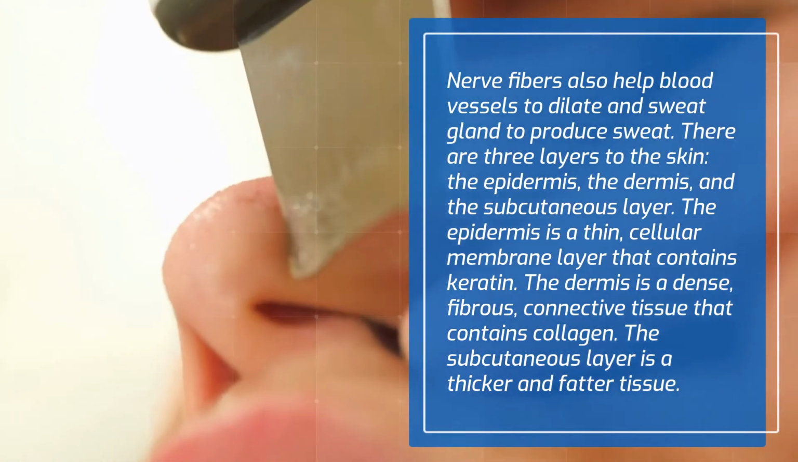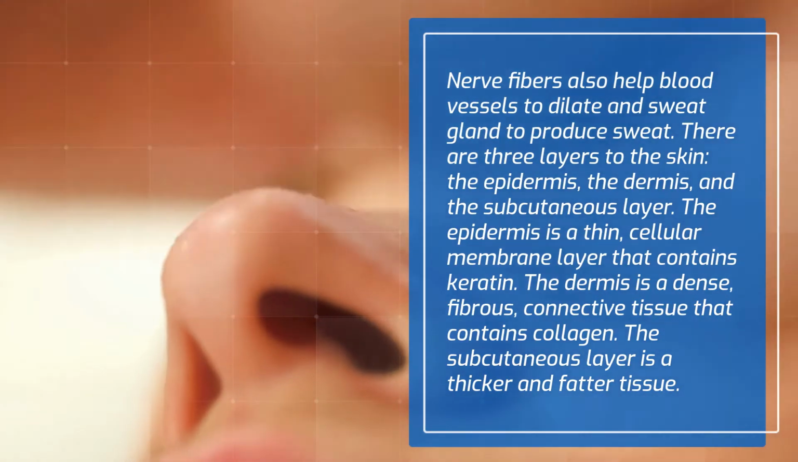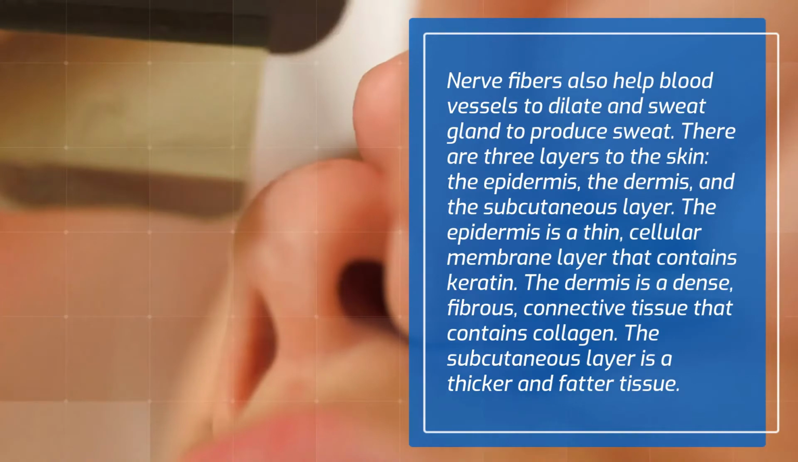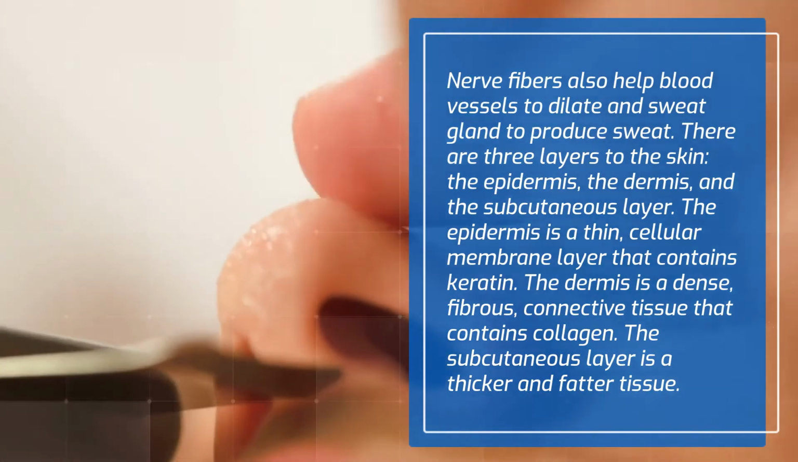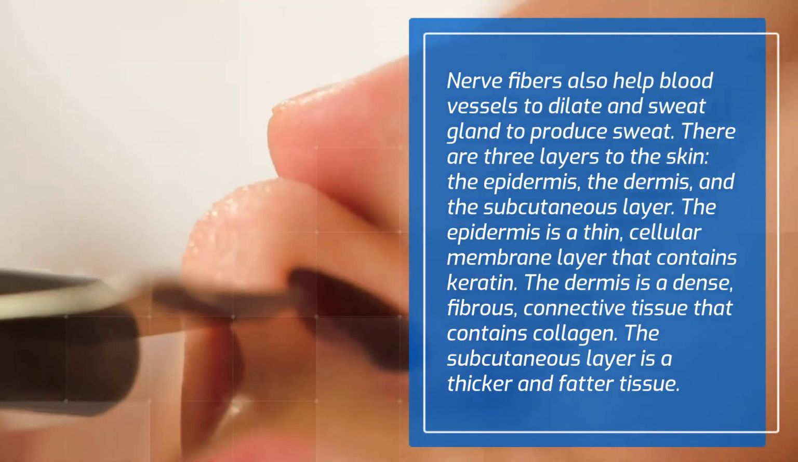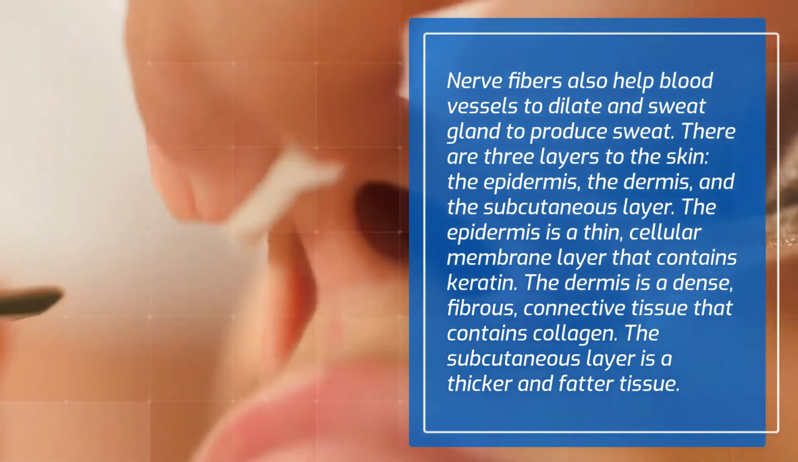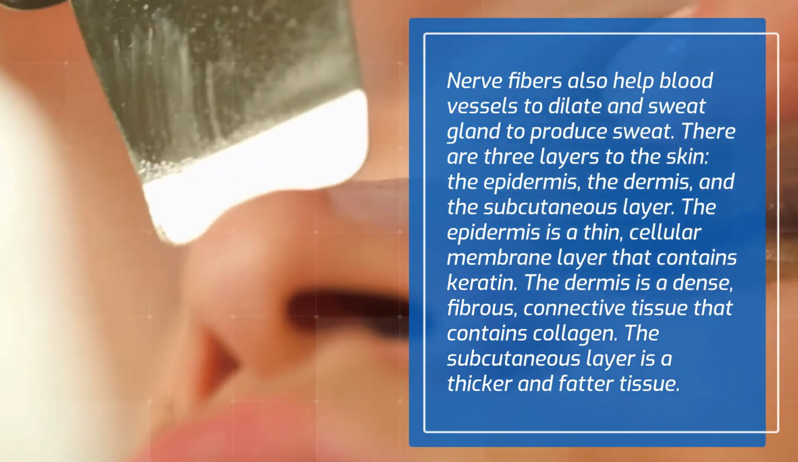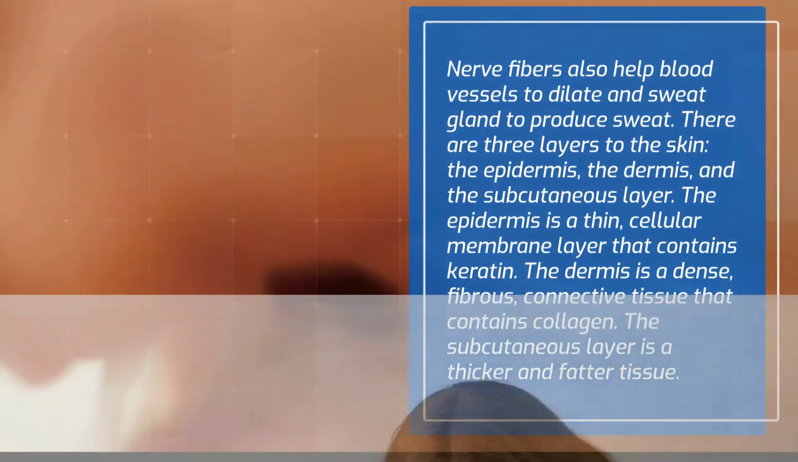There are 3 layers to the skin: the epidermis, the dermis, and the subcutaneous layer. The epidermis is a thin, cellular membrane layer that contains keratin. The dermis is a dense, fibrous connective tissue that contains collagen. The subcutaneous layer is a thicker and fatter tissue.